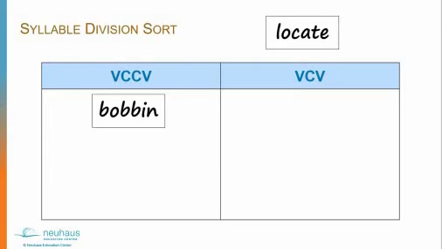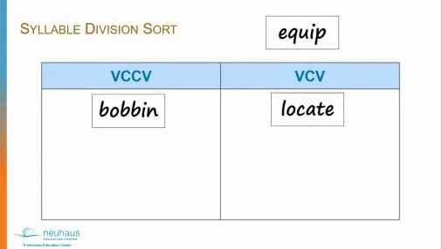In this word, we see 2 sounded vowels. The final E is silent. There is only 1 consonant between the vowels. What is the pattern? VCV. The word is locate. With this word, I again see 2 sounded vowels, E and I.